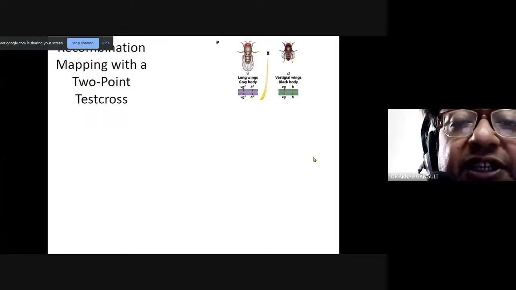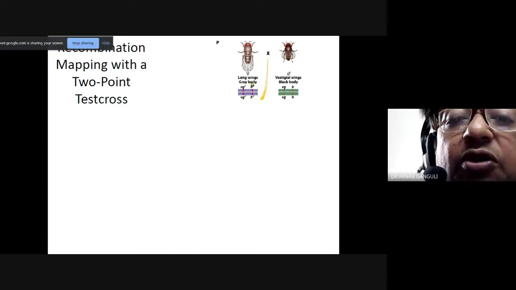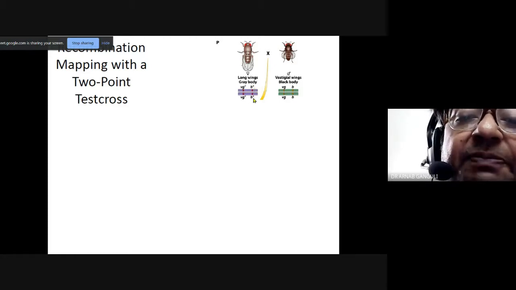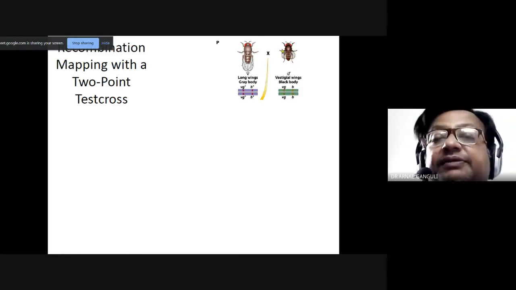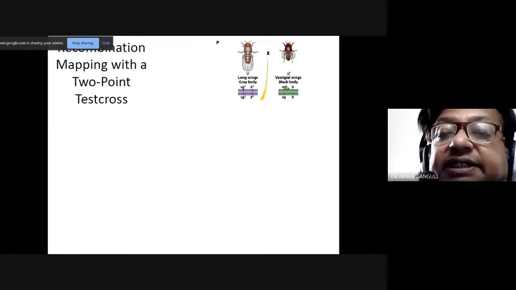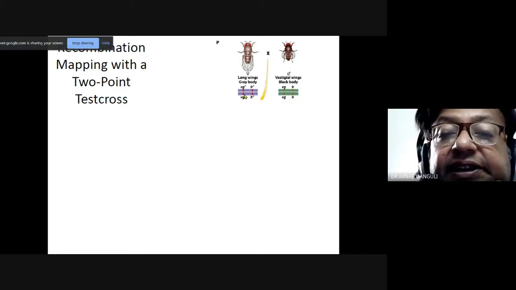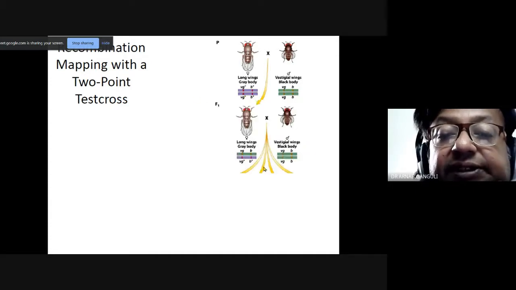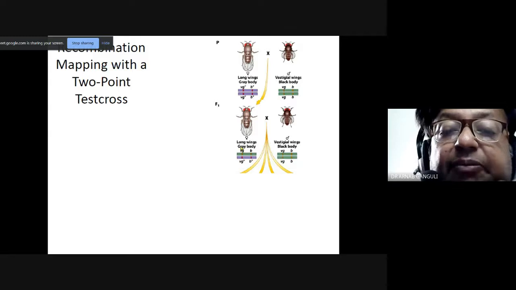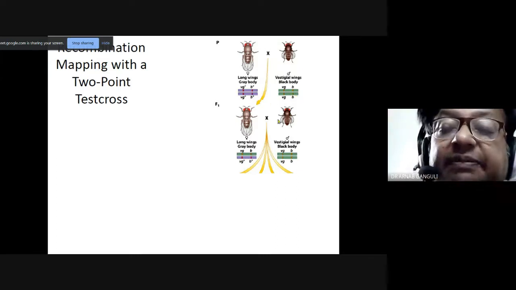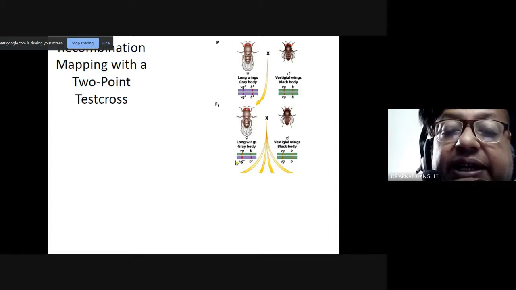2 point, just a revision. Drosophila long wings, gray body. Long wings is VG plus and gray body is B plus. This is a VG plus, B plus. And the phenotype is you have vestigial wings, black body. Vestigial wings, the wings are very small. So that is VG and B. They are crossed. F1, you have long wings and gray body. VG plus B plus, one from this and one from this. Here, even if crossover takes place, it will be the same thing. This is what you will get.